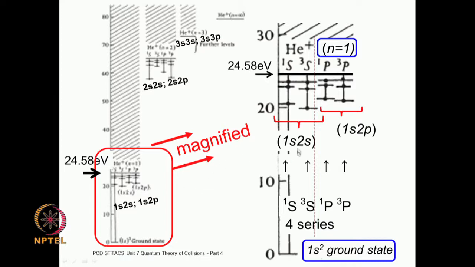So you've got the 1s2s singlet and triplet, and then you've got the 1s2p, again singlet and triplet combinations, as I mentioned earlier. So you have a number of possibilities. All of these are built on the 1s2 ground state. This is the magnification of this part, which is the singly excited configuration.